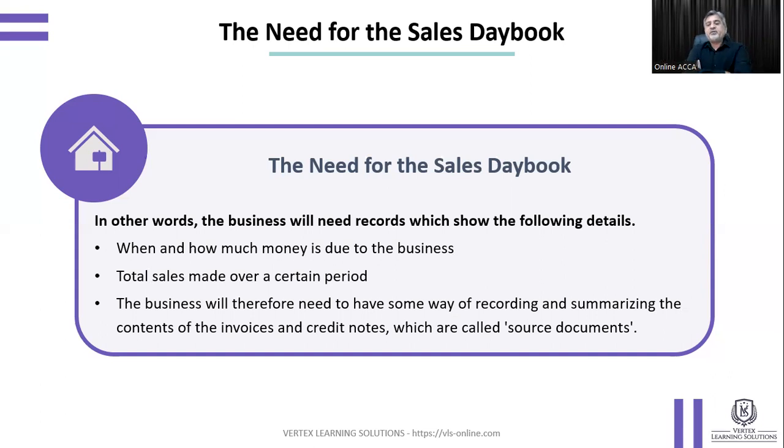The business will therefore need to have some way of recording and summarizing the contents of the invoices and credit notes, which are called source documents. So source document is the document from where you record the actual transaction. So invoice is a source document. Credit note is a source document. Source document is that document by seeing which we update our records.